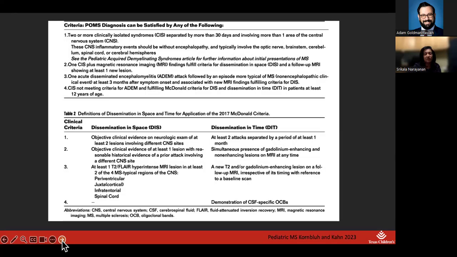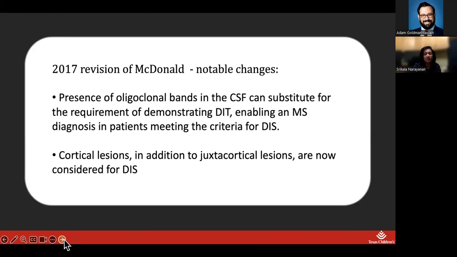So I'm not going to go into detail on the McDonald criteria, because I think it's been out there for a really long time, but I did put this up here. It's from a recent article from 2023. It's a really nice updated article on pediatric MS. But I just wanted to talk a little bit about the changes that were made in the 2017 revision of the McDonald criteria.